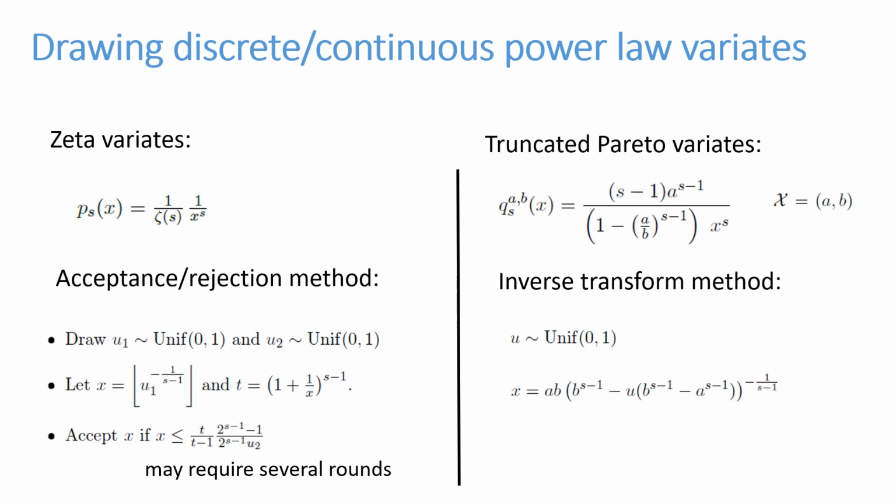To perform simulation and evaluate efficiency of various numerical schemes, we need to draw independent and identically distributed variates of these continuous and discrete power laws. Here, I show some methods to sample a zeta distribution using the acceptance-rejection method. This is taken from the book of Devroye. And on the right side, I show how to sample a truncated Pareto distribution using the simple inverse transform technique.